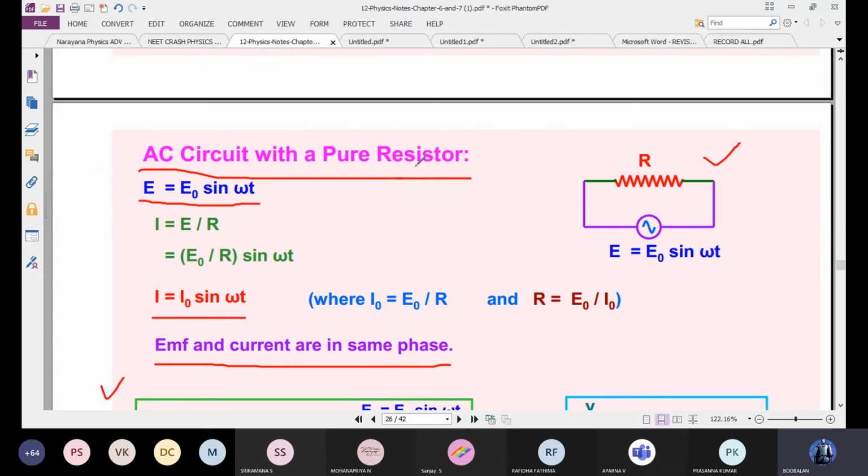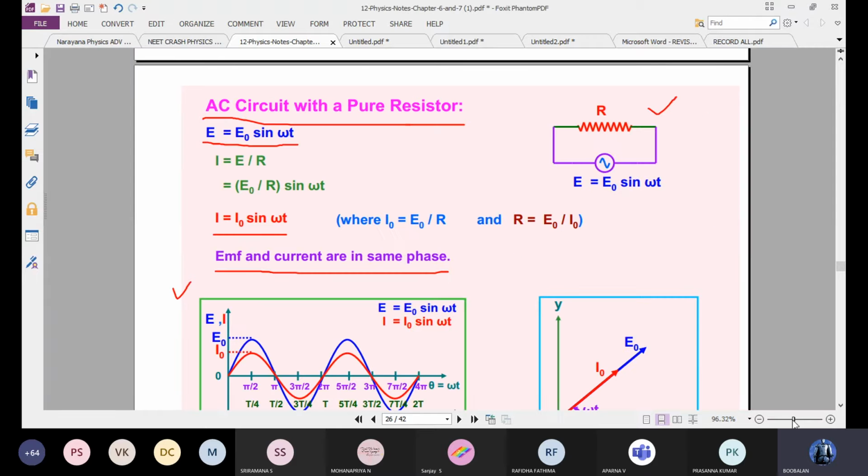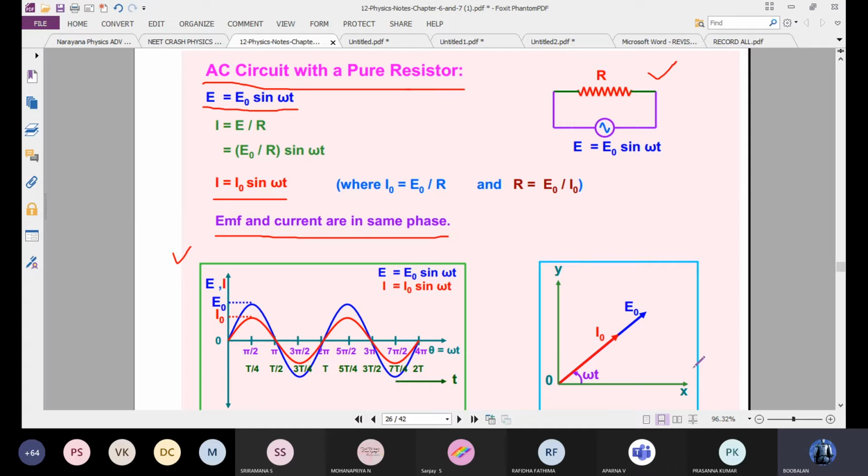AC circuit with pure resistor. This is the phasor diagram. It is not there, but you can note it, no problem. Based on this area, you can understand the LCR.